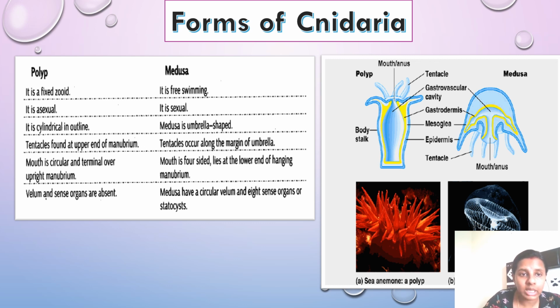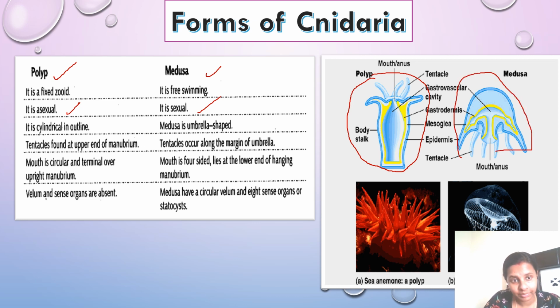Now, if I'm talking about polyp, they are sessile, means as we know this already, they need some substratum to attach with and they will fix in some particular place. Whereas medusa are the jellyfish we know, they like to move, they like to swim freely. Polyp are asexual in nature, medusa are sexual in nature. As you can see, polyp have a cylindrical outline, whereas medusa has an umbrella-shaped outline.